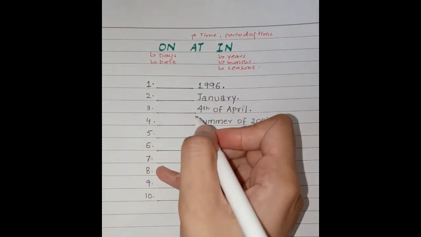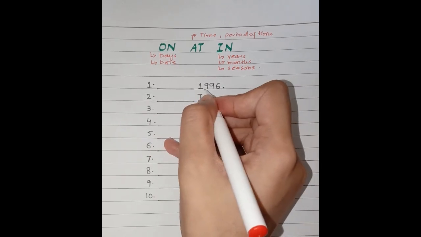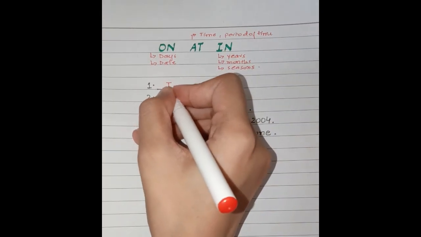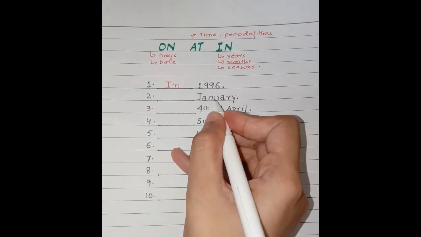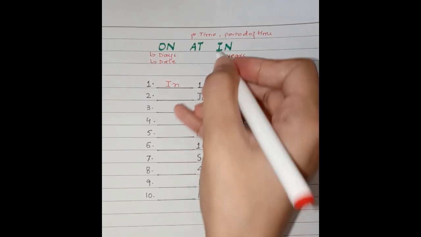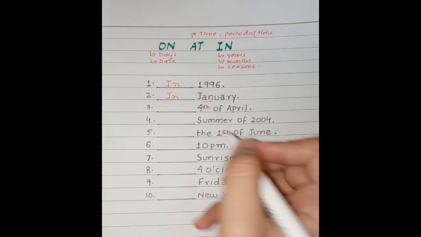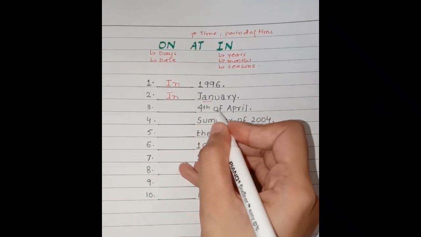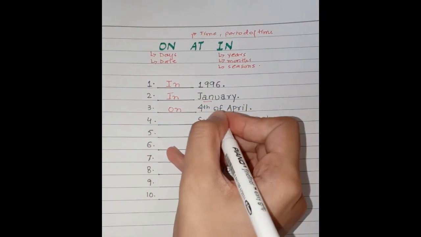So our first blank is blank 1996. Since 1996 is a year, we will use in 1996. Next we have blank January. January is a name of a month, so we will use in January. Next we have blank 4th of April. Since 4th of April is a date, we will use on 4th of April.